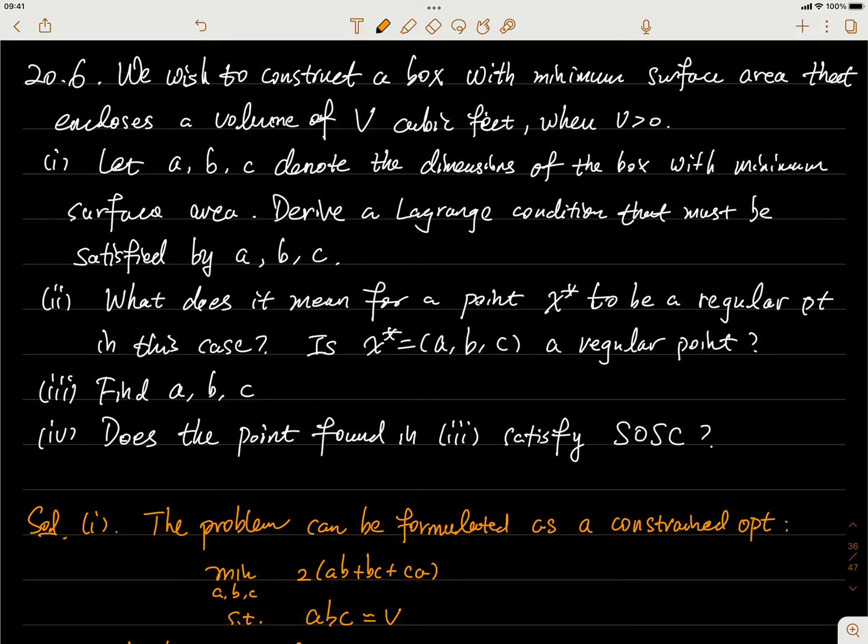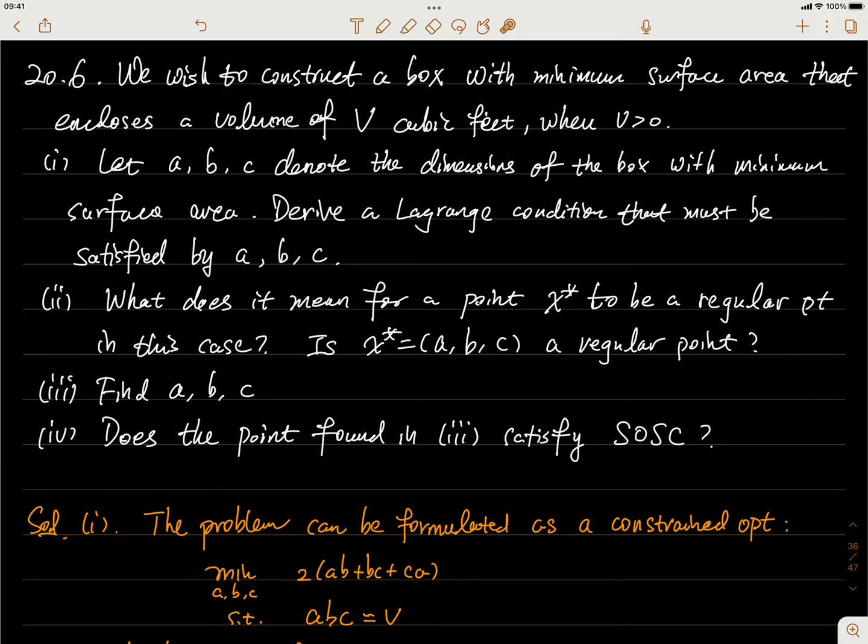Okay, problem 20.6. The question is, we want to construct a box of minimum surface area under the constraint that the volume is equal to V. Suppose A, B, and C are the dimensions of the box in the three directions. Then we want to formulate this as a minimization problem of A, B, and C under a certain constraint, and we want to derive a Lagrange condition for the optimal A, B, and C.